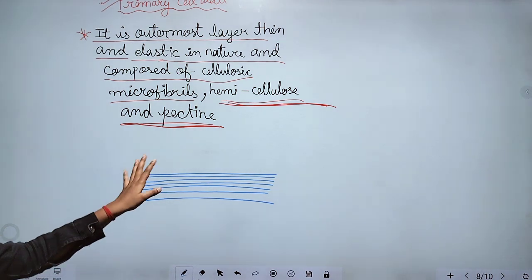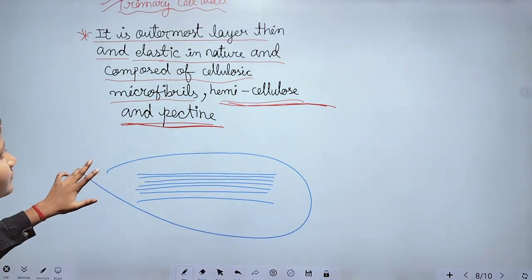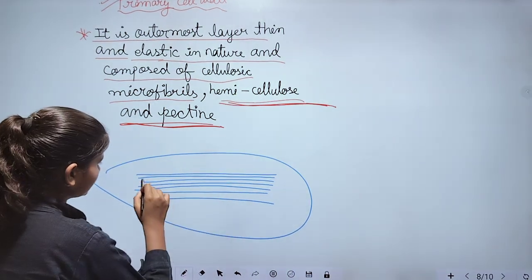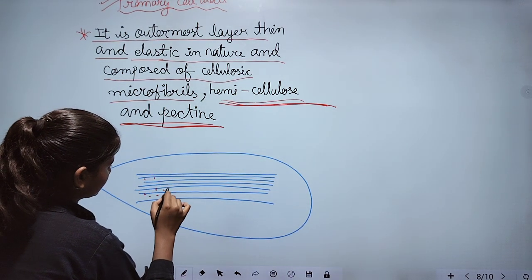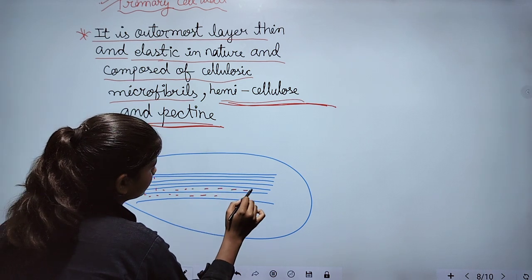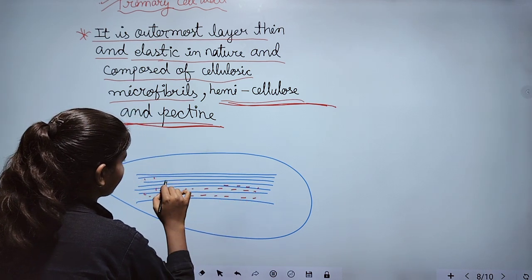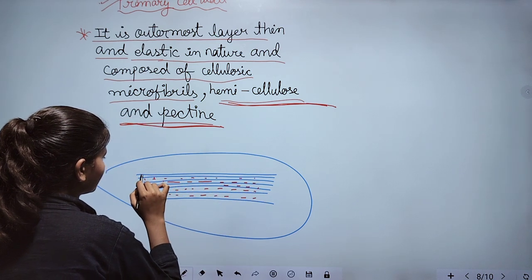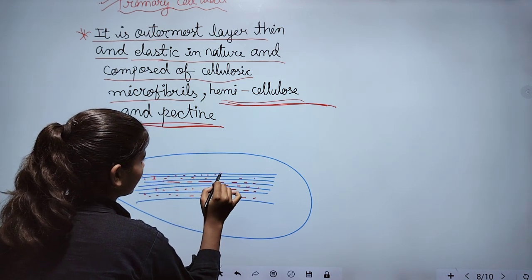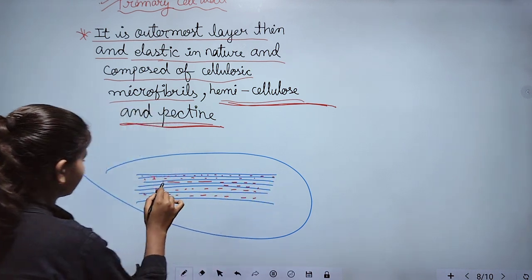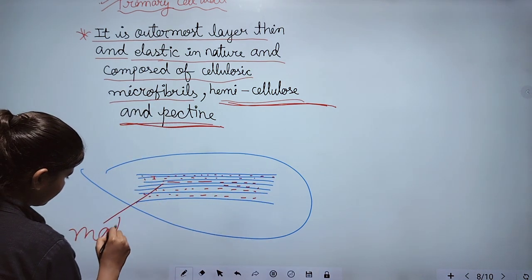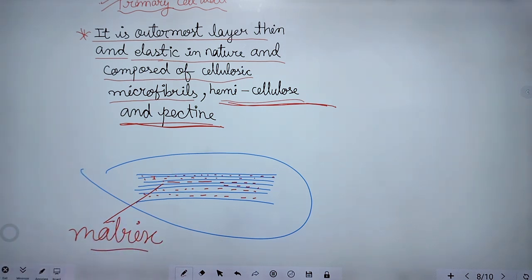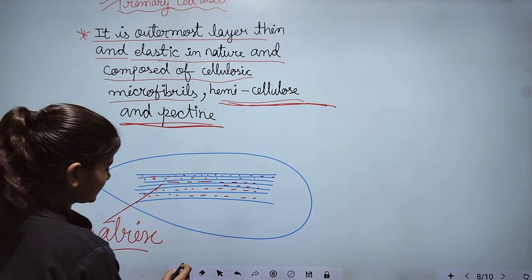This is the figure of the primary cell wall, and this space is... in here the matrix is present. Okay.